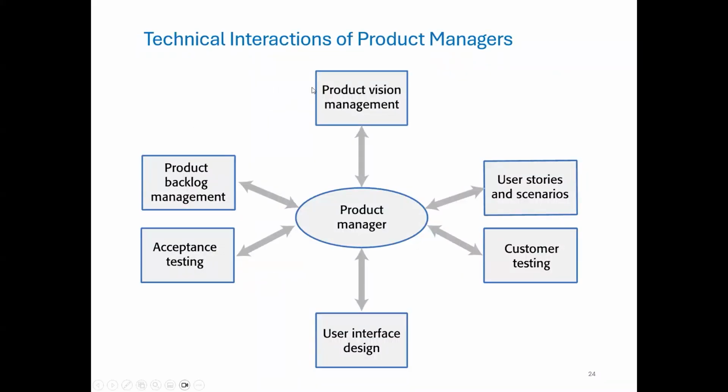So let's review again. The technical interactions of a product manager: we have product vision management, which we talked about, also product backlog management, acceptance testing, user interface design, user stories and scenarios, and customer testing. We will look at each of those in the next slide.